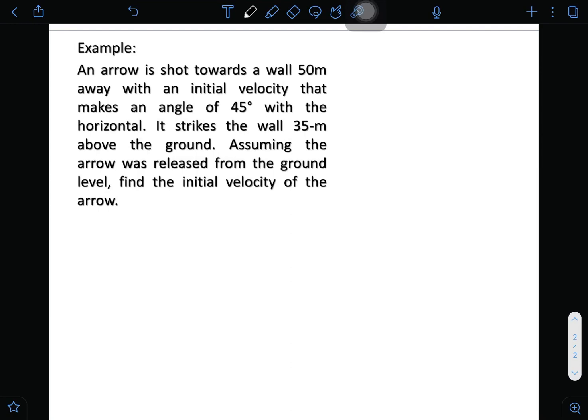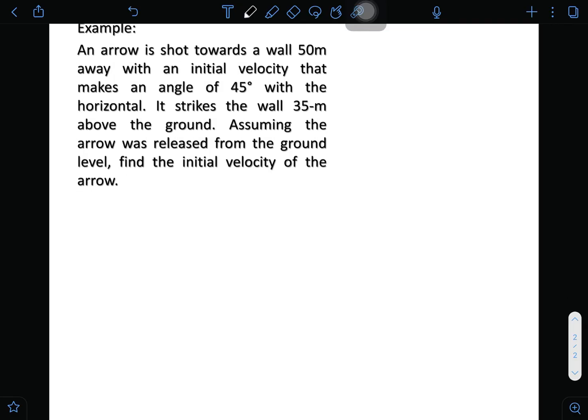So we have an example here. An arrow is shot towards a wall 50 meters away from an initial velocity that makes an angle of 45 degrees with the horizontal. It strikes the wall 35 meters above the ground. Assuming that the arrow was released from the ground level, find the initial velocity of the arrow.